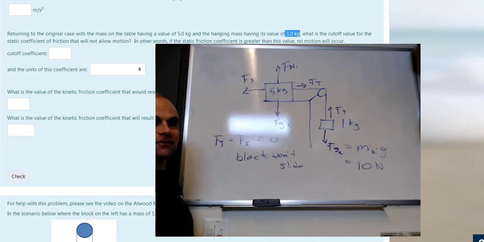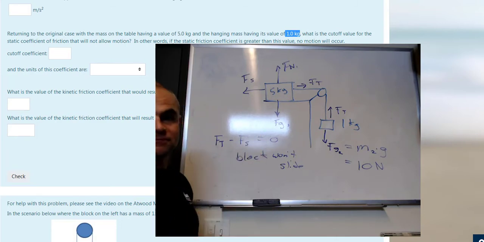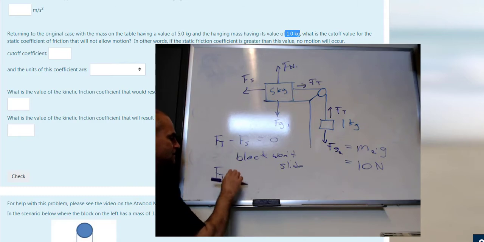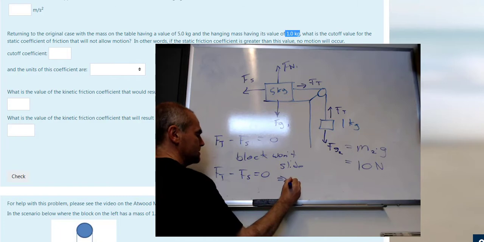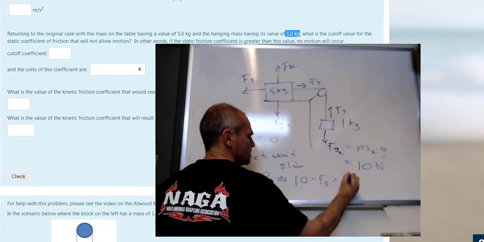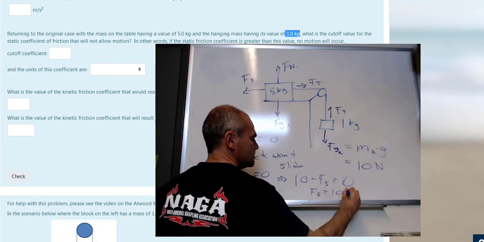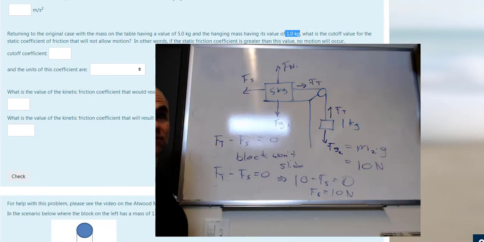So the static case here is actually relatively simple. There's no acceleration anywhere, so forces have to add up to 0. So I could say Ft minus Fs equals 0. That means that 10 minus Fs equals 0. That means Fs equals 10 newtons. Okay, so that's how big the static friction force is.